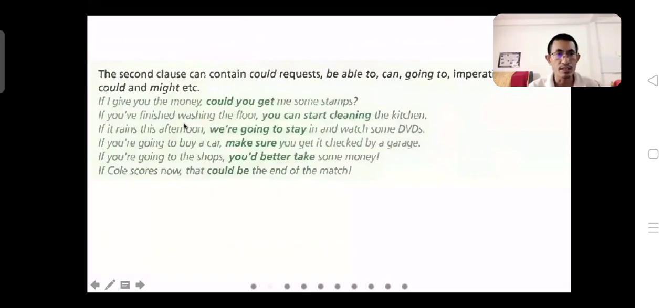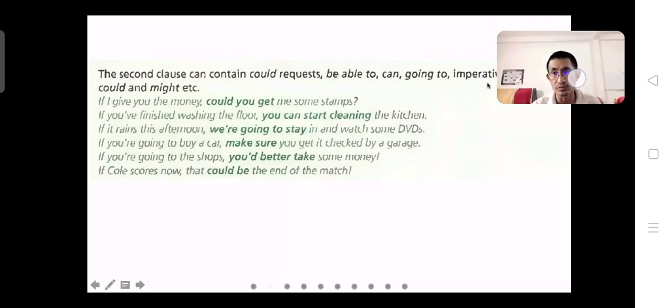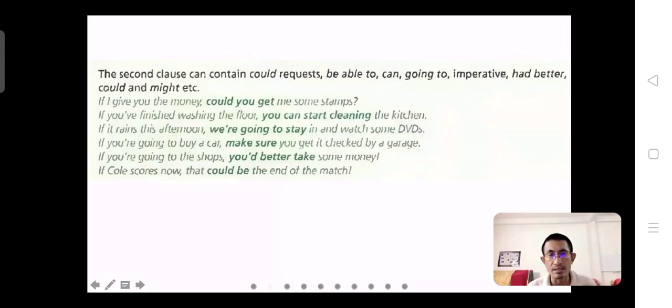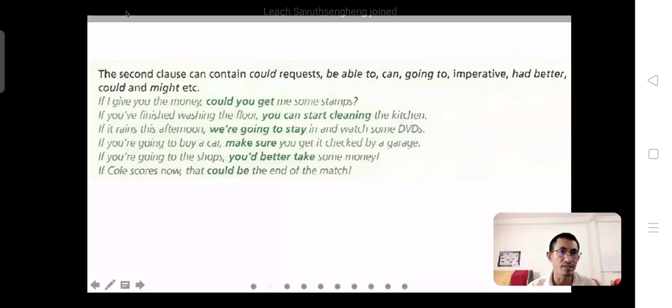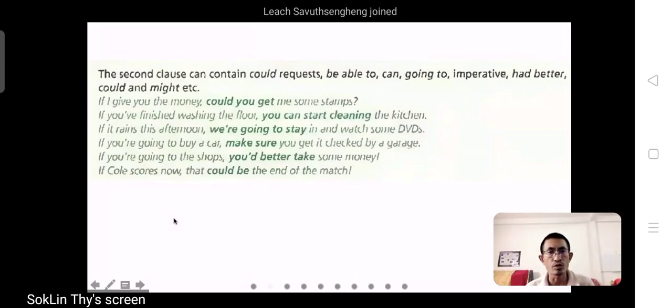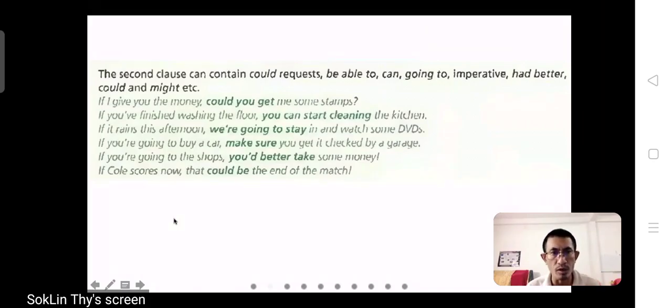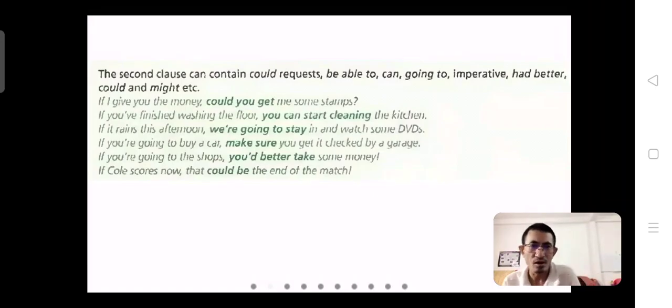With regard to the second clause, in the main clause we can use can, could for request, be able to, can, going to, imperative. When I say imperative, it is a sentence without a subject. Let's say, close the door, please. This sentence begins without a subject, only the verb. And which one is the subject? It is you. Close the door, please. Open your mouth, please.